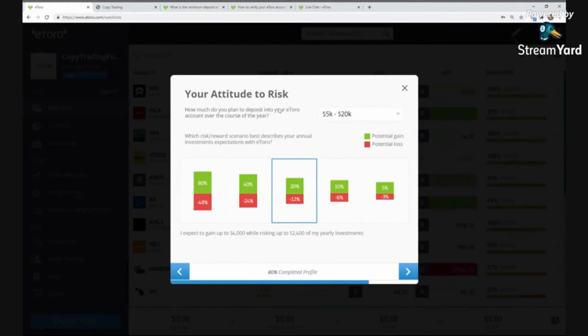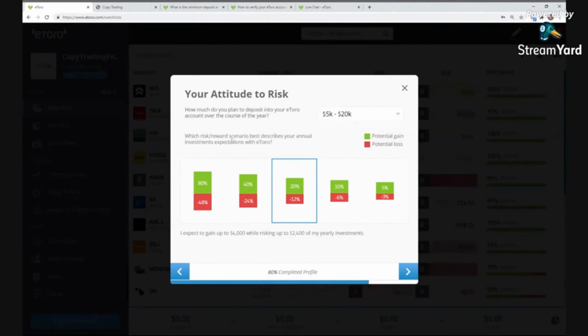This one, your attitude towards risk. How much do you plan to deposit into your eToro account over the course of the year? So this year I plan to raise this account to at least 5K. So 5K to 20K is my target there. You can select whichever, up to 1,000, whichever you want.